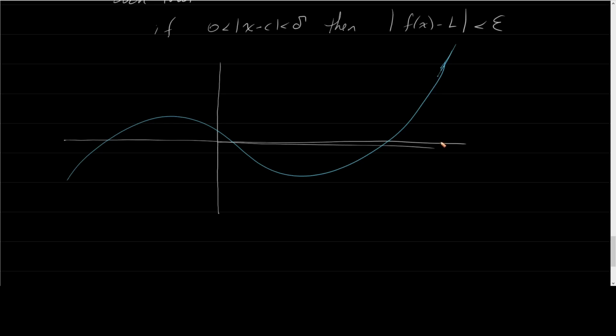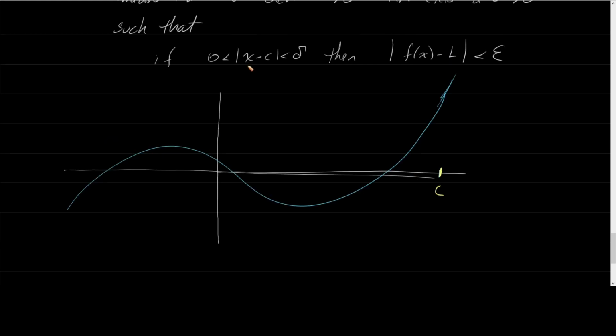So let's look at some value c. Perhaps I'll do that in yellow. Let's look at the value c, and we're talking about being very, very close to c, because delta just represents some tiny number. And here, the distance between x and c is very small.